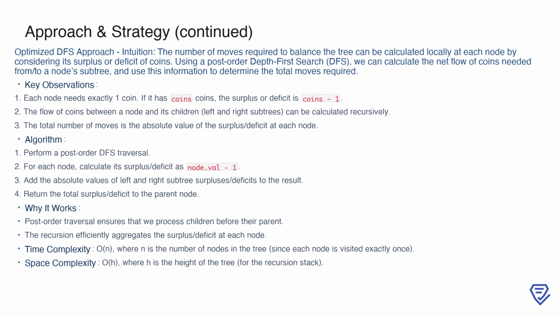The algorithm involves a simple step-by-step process: perform a post-order DFS, calculate the surplus or deficit at each node, add the absolute values of the surpluses or deficits from the left and right subtrees, and propagate the remaining surplus or deficit to the parent. Because every node is visited exactly once, the time complexity is linear, O(n), where n is the number of nodes. The space complexity is proportional to the height of the tree, O(h), due to the recursion stack. This makes the DFS approach both time-efficient and memory-efficient.